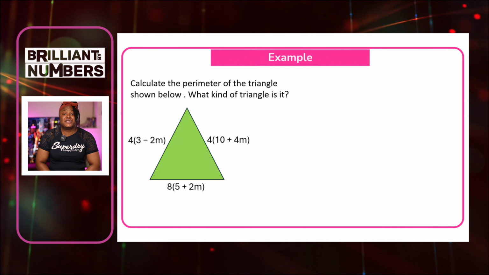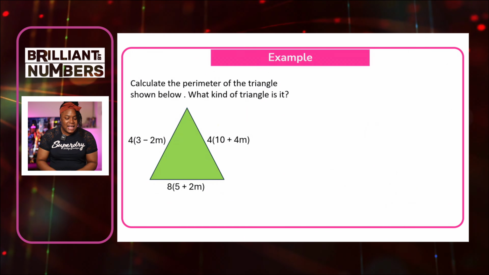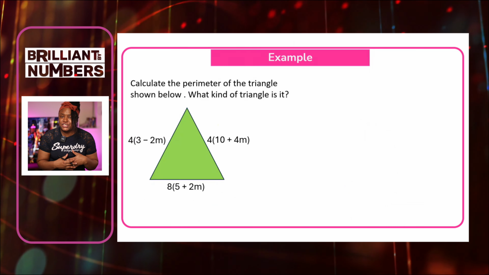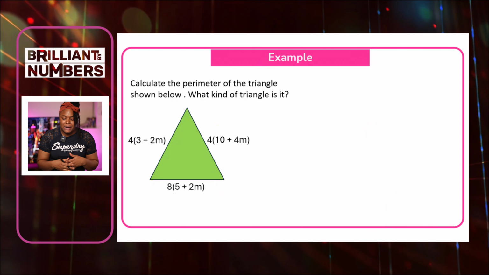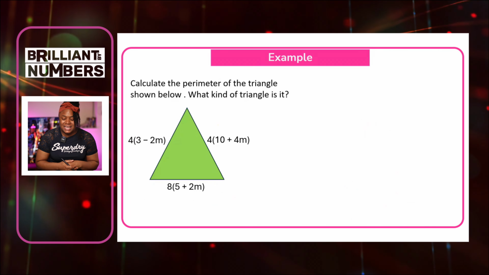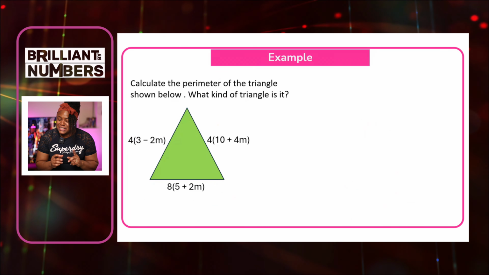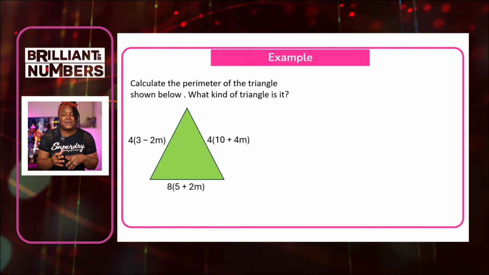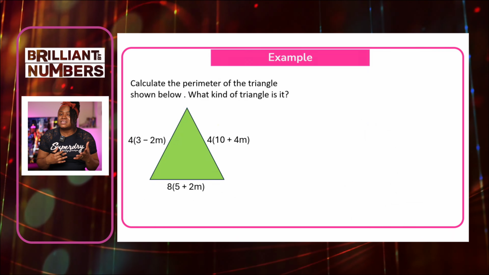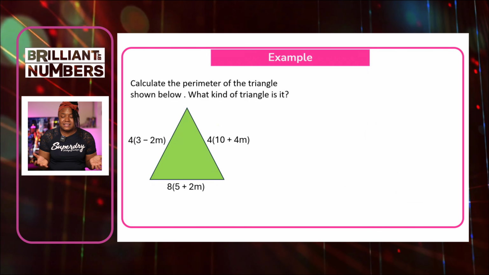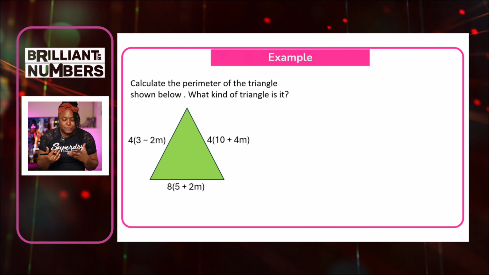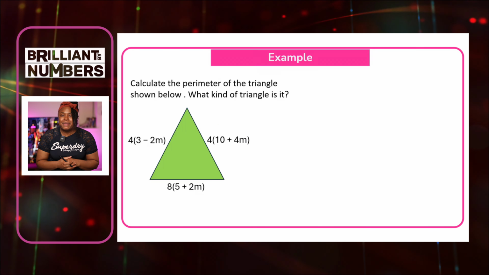So now we're going to do our final example, and I've integrated here the perimeter of a triangle. So the question asks us to calculate the perimeter of the triangle shown below. And then what kind of triangle is it? So we do not answer that part of it until we have expanded the brackets first of all. Then we'll see if we've got any sides that are the same and then follow that principle to name the shape. So we want the perimeter.